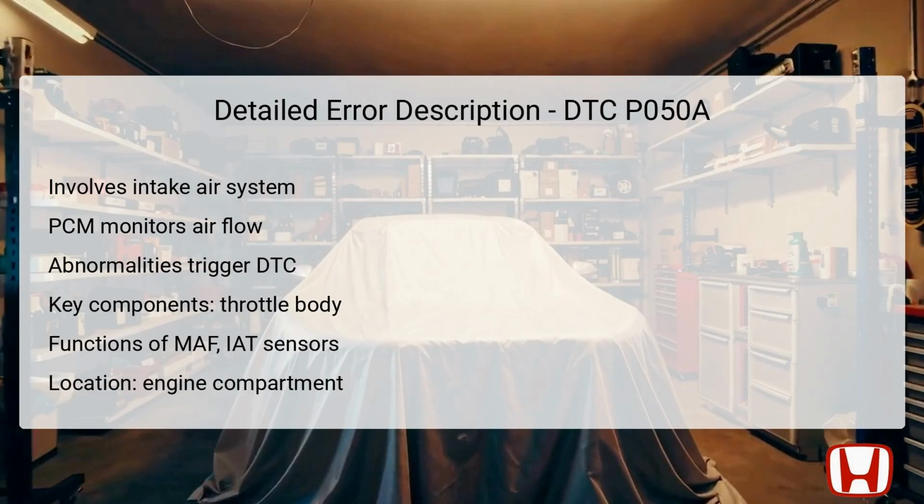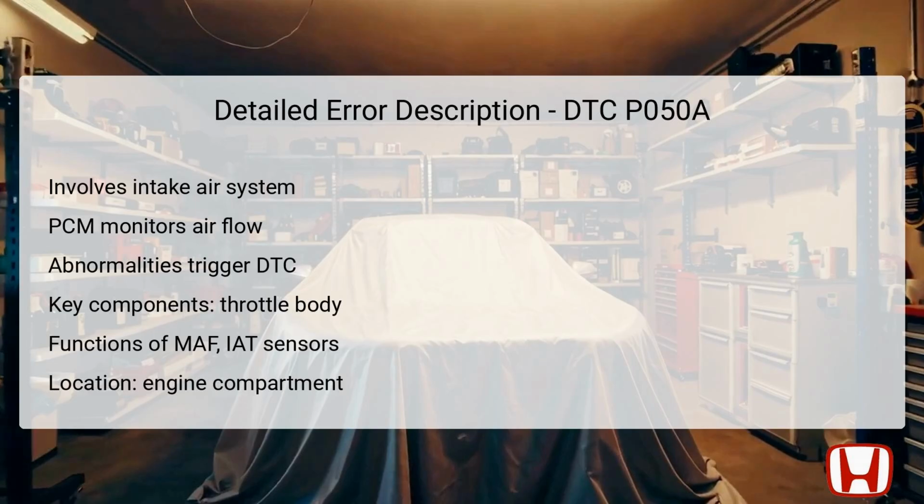The DTC P050A problem arises specifically with the cold start idle air control system, which is responsible for managing airflow to the engine during cold starts. The PCM, acting as the vehicle's brain, constantly monitors the airflow to determine if it aligns with the expected target airflow. If it detects either too little or too much airflow during warm-up strategy activities, it signals an issue, resulting in the storage of DTC P050A.